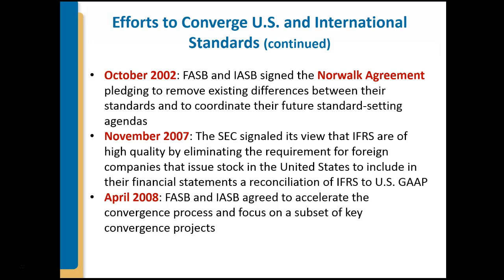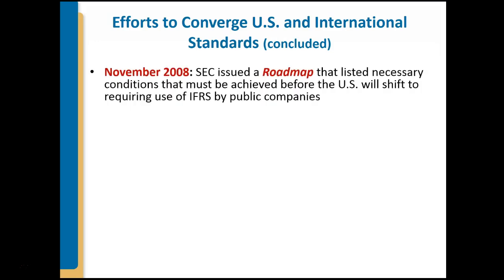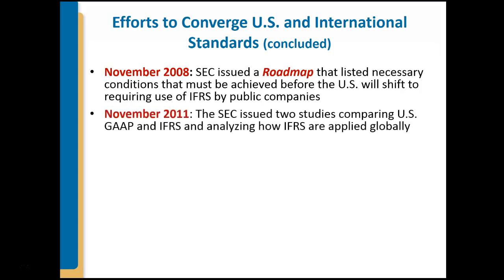And then in 2008, the two bodies agreed to accelerate the convergence process and focus on a subset of projects. Already converged standards that we're going to talk about later deal with revenue recognition, earnings per share, share-based compensation, inventory costs, and how we calculate fair value. So we're in the process. We haven't gotten real far.